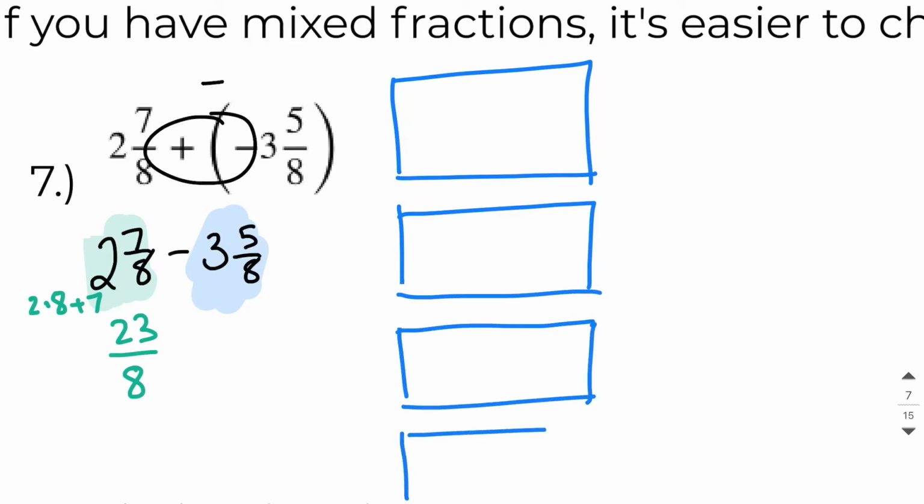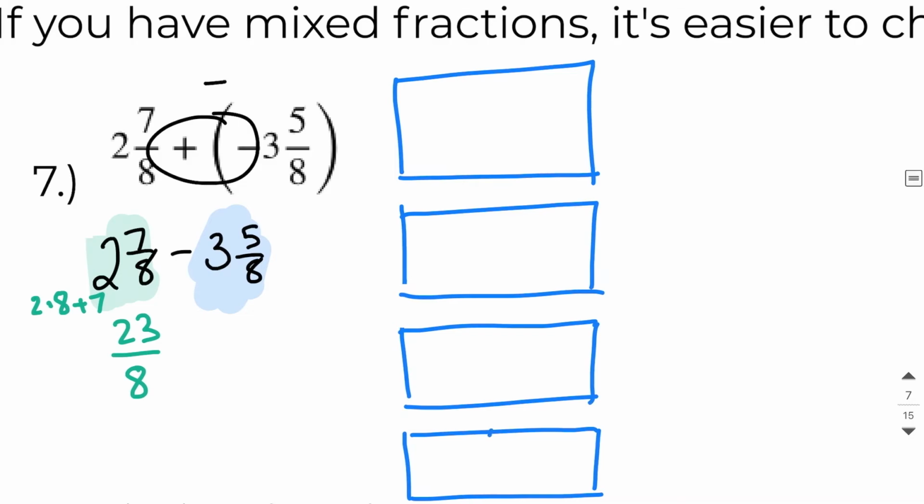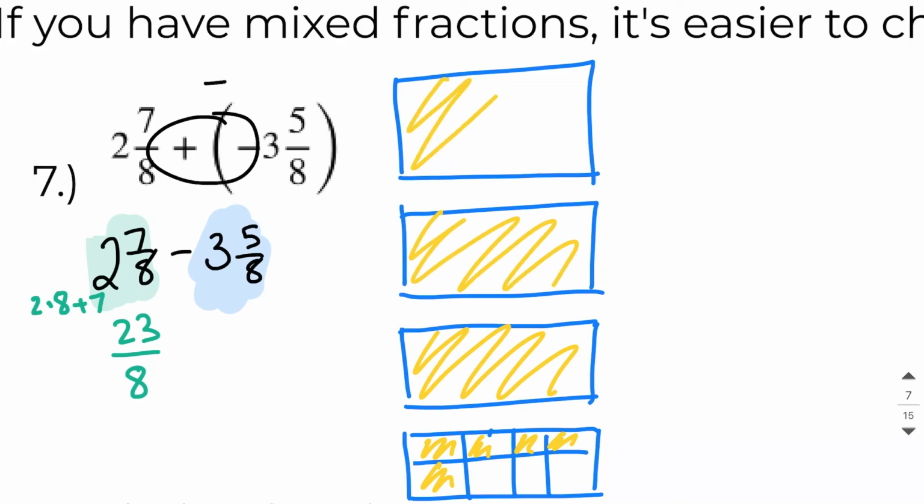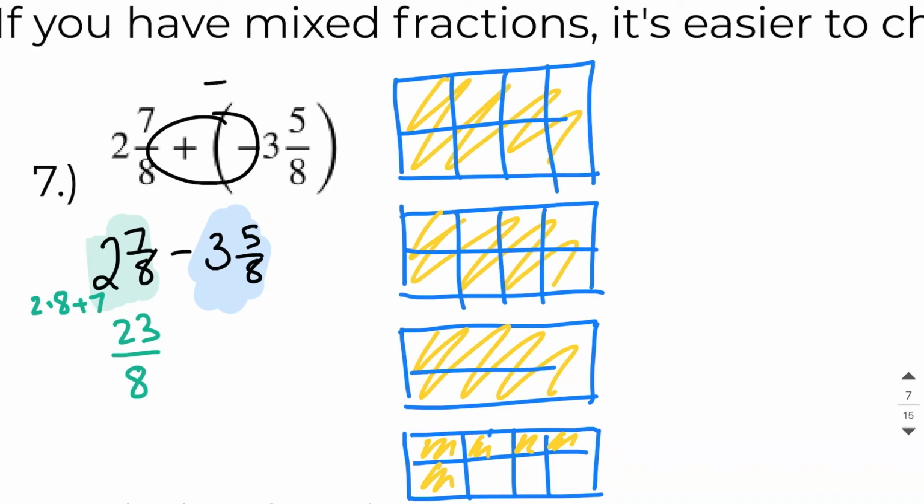And then in our last whole, we have 5 out of 8 pieces used. But this is all filled, this is all filled, this is all filled, and then we will change this into, pretend by the way that all of these bars are the same size, okay? We will change this into eighths right here. So if you notice here, this is 8 out of 8, another 8 out of 8, another 8 out of 8, and then 5 out of 8.